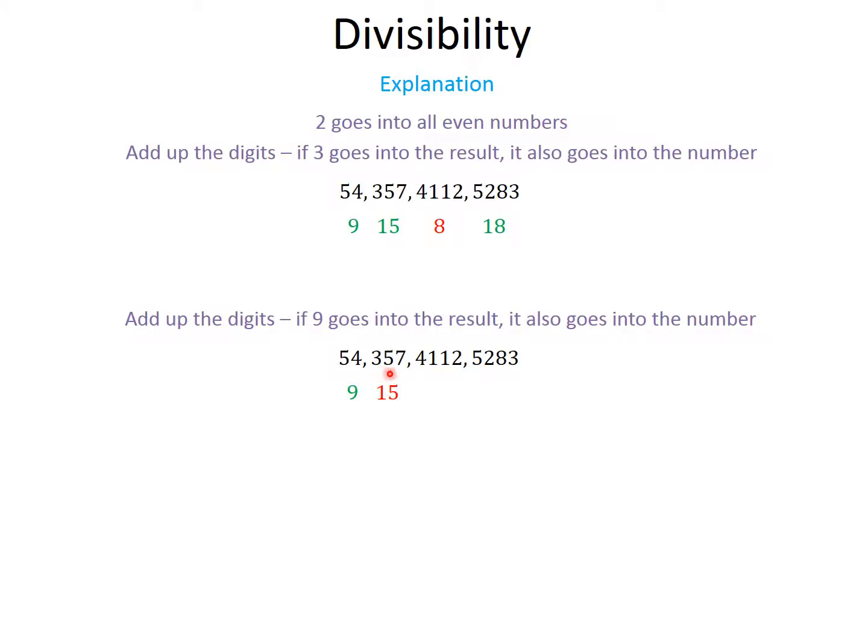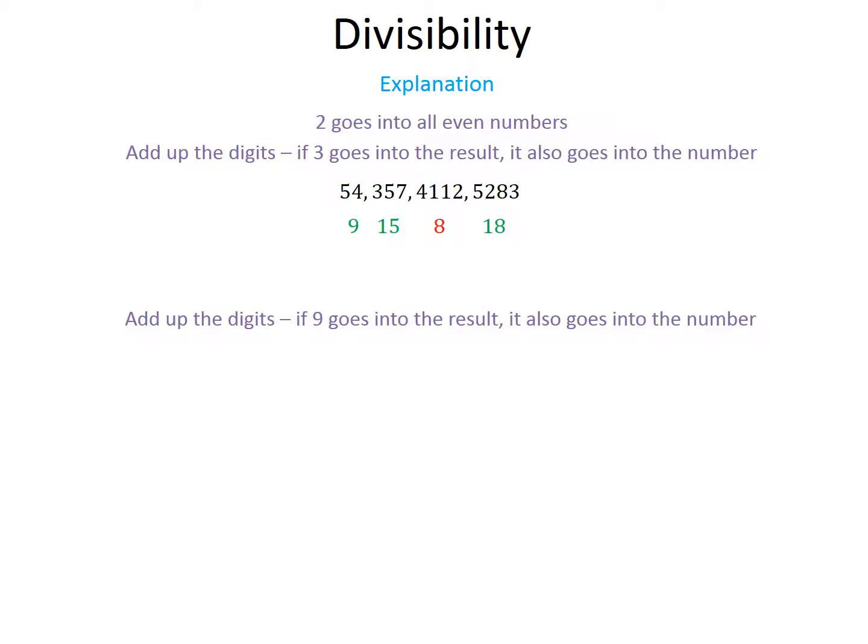That means that 9 does not go into 357. And this one added up to 8. 9 doesn't go into 8, so it doesn't go into that number either. And finally, 18 was what the last one added up to. Since 9 does go into 18, it also goes into 5283. Every single number that 9 goes into, 3 goes into as well, because 3 goes into 9. So anyway, that's how we can work out 3 and 9. Add up the digits and see if the number you're looking for goes into the result without remainder.